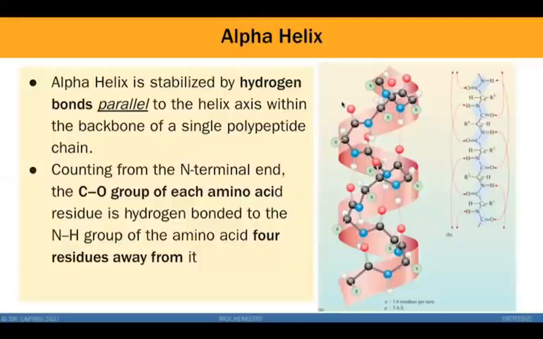So again, the alpha helix is stabilized by hydrogen bonds parallel to the helix axis. So this is the helix axis, and hydrogen bonding occurs parallel to the axis of the polypeptide chain. Okay, so counting from the N-terminal end of the amino acid, so this is the N-terminal and this is the carboxyl terminal, the carbonyl group of each amino acid, so this one, is hydrogen bonded to the amino group or the amide group of the amino acid 4 residues away from it.